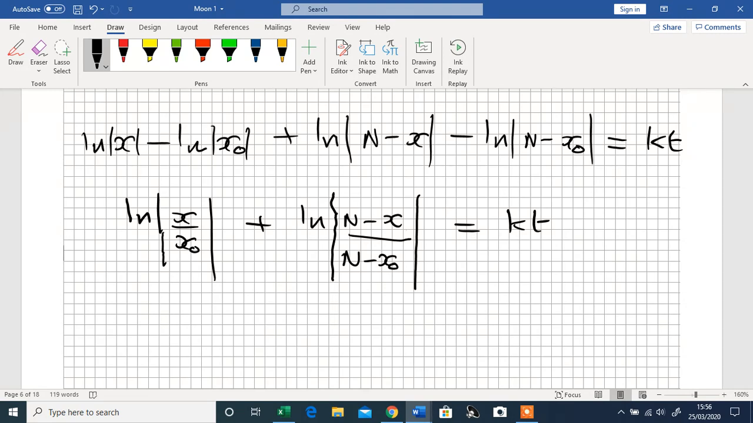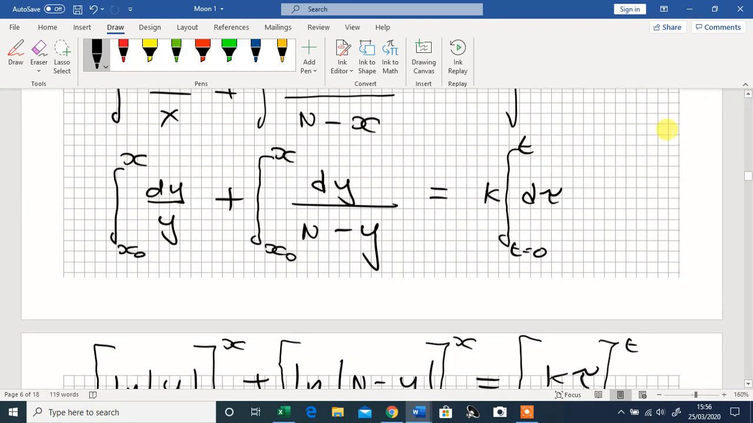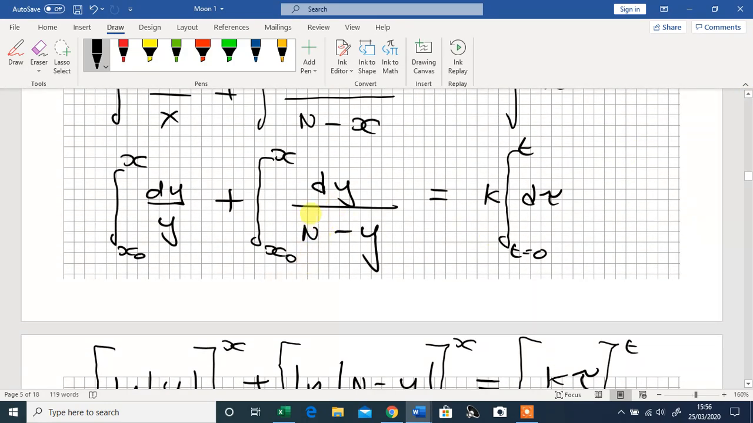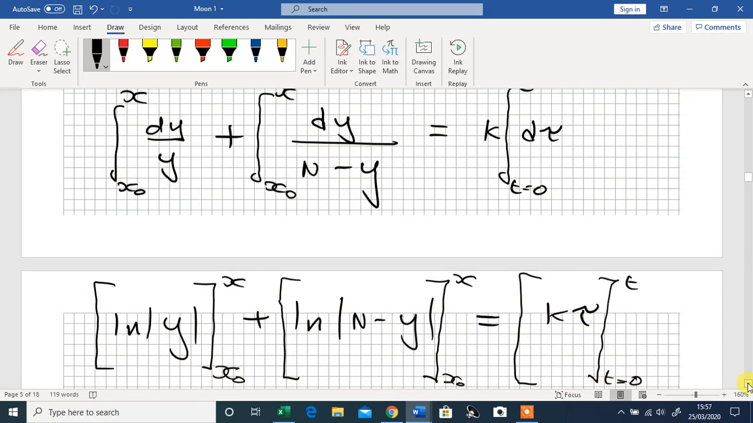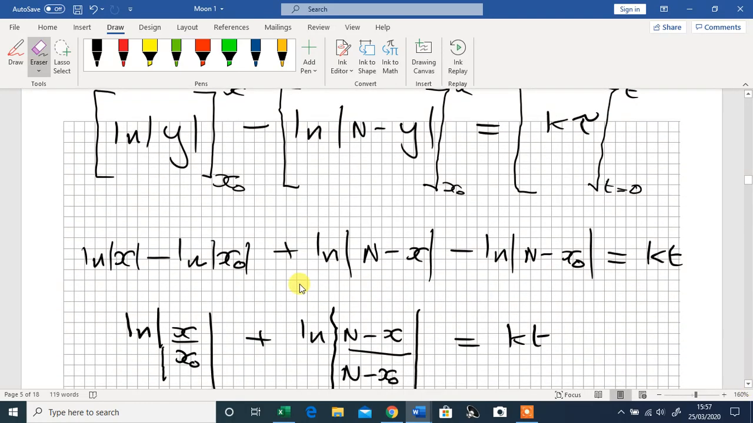Now then, in actual fact, I've made a mistake in the integration, because when you integrate this here, you actually get a minus sign here. So many apologies for that. So you get a minus sign there, and that becomes a plus.